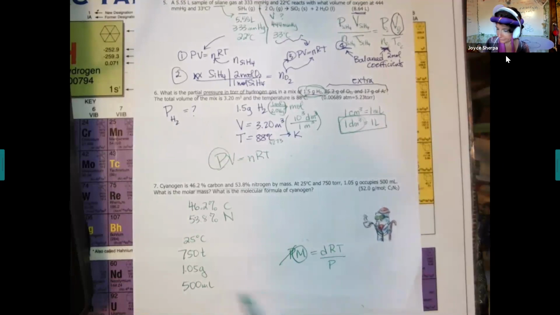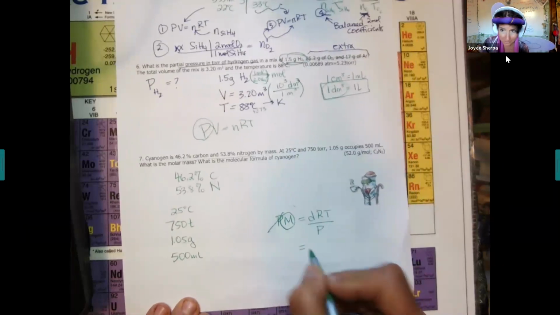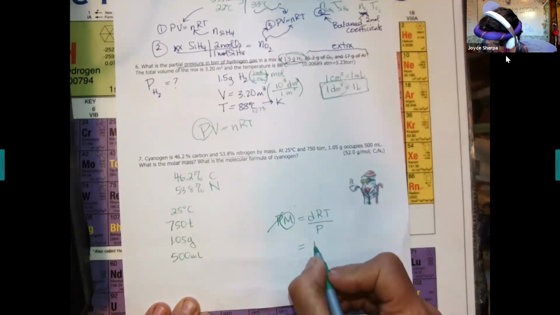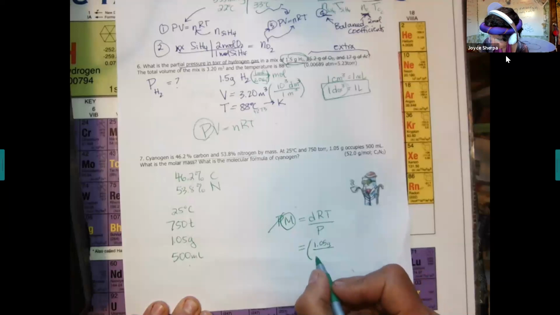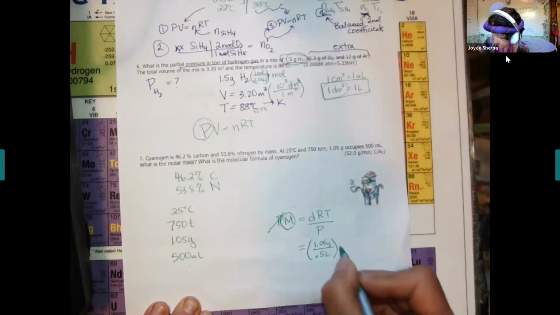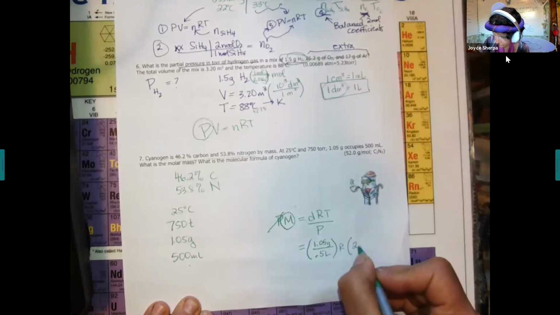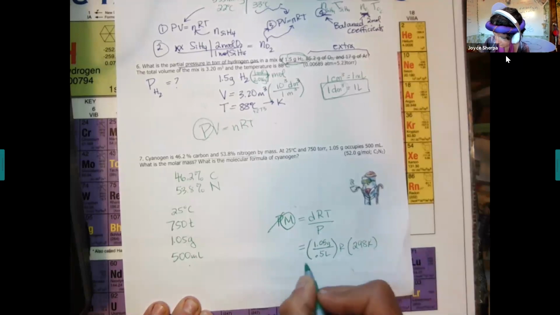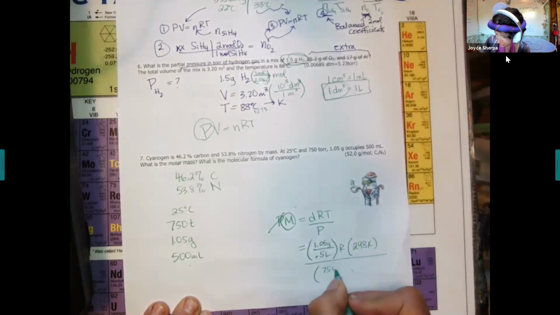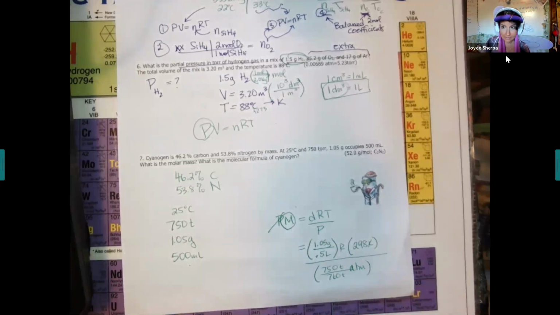Density is grams per liter. So I will plug this one in. So we would just take the 1.05 grams and 500 mils is 0.5 liters. Our temperature is 298 Kelvin. And then the pressure in torr. So we need it to be in ATM. So you're going to divide by the 760. All right, that's going to give you your molar mass, the 52.